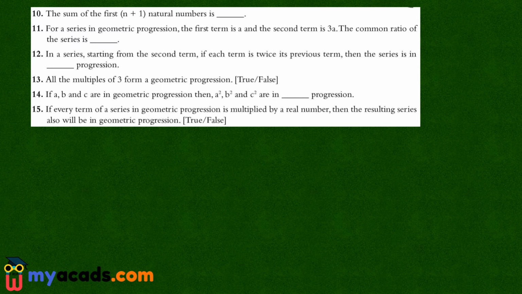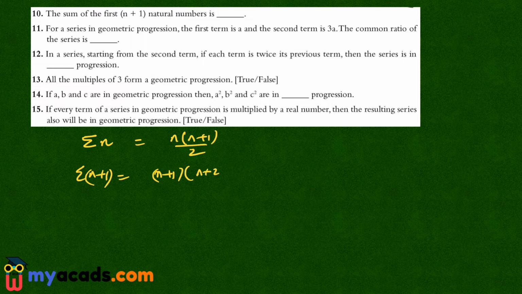Let's see question number 10. My question number 10 is, the sum of first n plus 1 natural numbers is dash. Now I know that the sum of first n natural numbers is n into n plus 1 by 2. So the sum of first n plus 1 natural numbers is, instead of n, I will write n plus 1. So n plus 1 into n plus 2 by 2. This is the answer of question number 10.